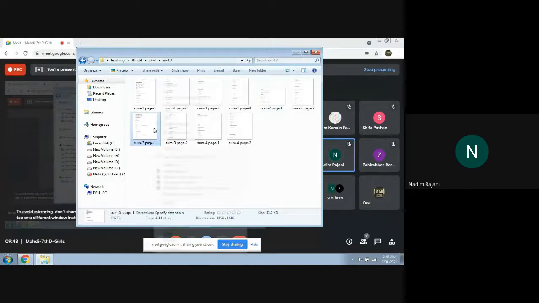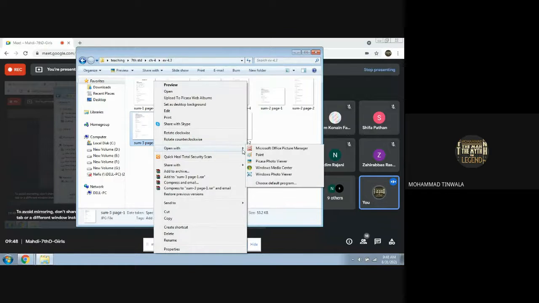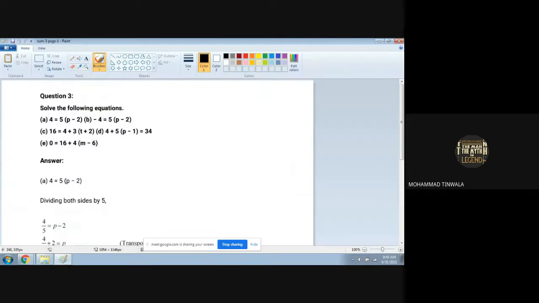Yes, sir. Chalo, question number 3, first sum. Same method, same thing, only left hand side and right hand side is different. First sum I'm solving, then you check out which one is difficult for you.